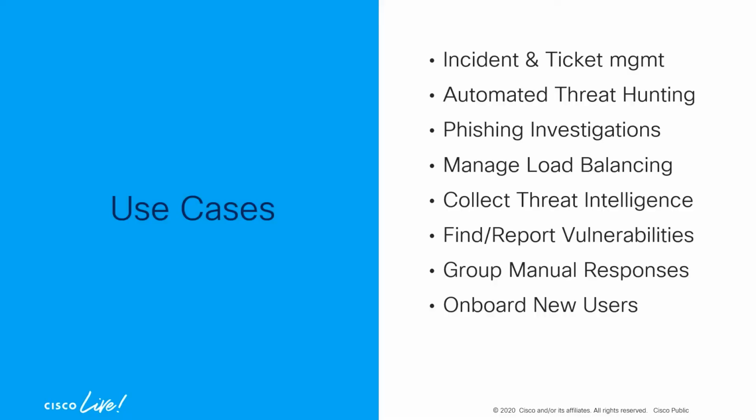You can do things like incident and ticket management using third-party systems or the SecureX Incident Manager. You can do automated threat hunting. You can take arbitrary data sources and just find out if any of these symptoms or evidence have been seen in your environment. You can use it to do phishing investigations. Set up a phishing reporting email address at your organization. Train your employees or even your customers to send suspected phishing messages to that box, and then you can have a series of automated actions that are taken on the back end by receiving and reading and processing that email. You can manage load balancing. You can check the status of different technologies.